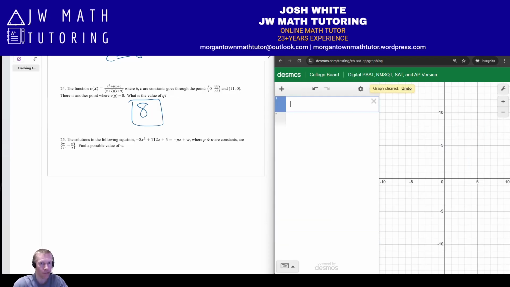All right, last problem on here, number 25. Let's talk about this question. What we're going to do to solve this one in Desmos is regression, where we set this expression, and we're going to have to get the whole thing equal to 0. So I'm going to have to move the minus px over to the left by adding it, and the w over to the left by subtracting it.